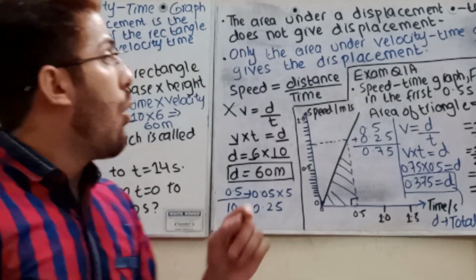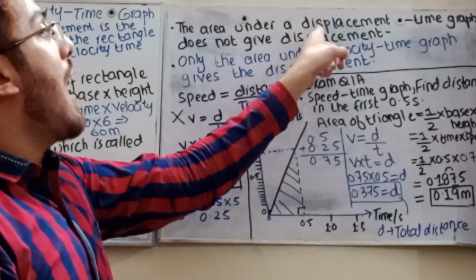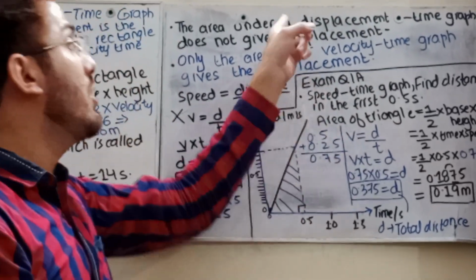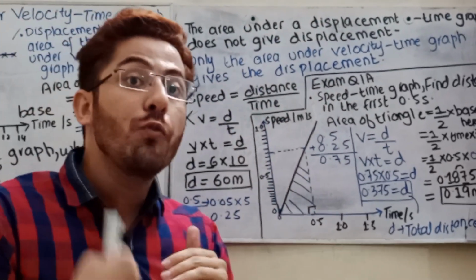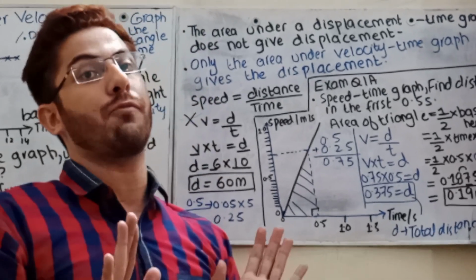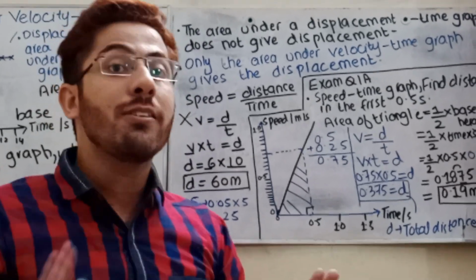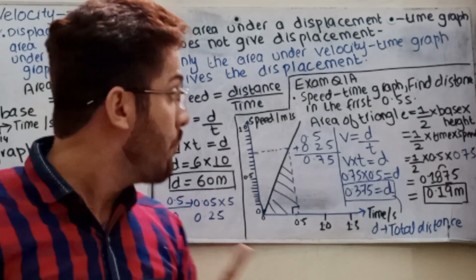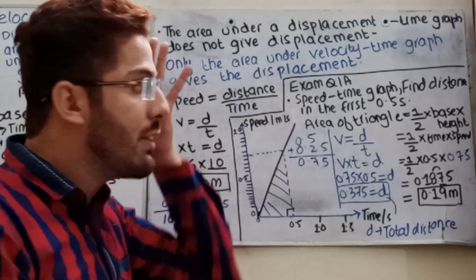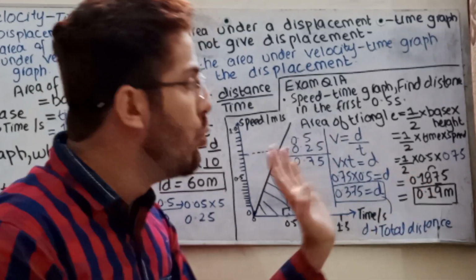Now remember, the area under a displacement-time graph does not give displacement. It is mostly asked in the exam: how will you get the displacement? Only a velocity-time graph gives the displacement. Otherwise, no other graph can give the displacement. Now, this is the exam question, which is just a part of a 2 marks question.